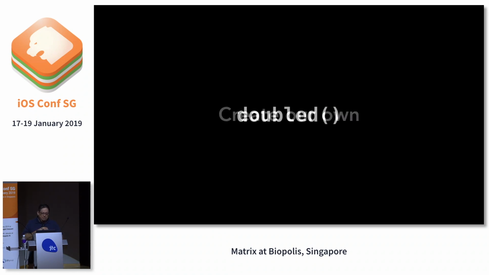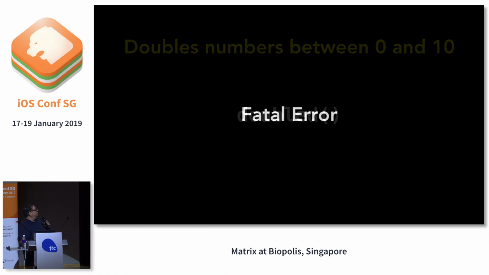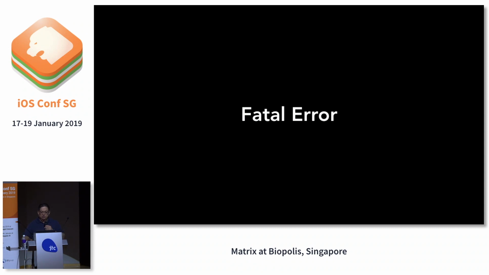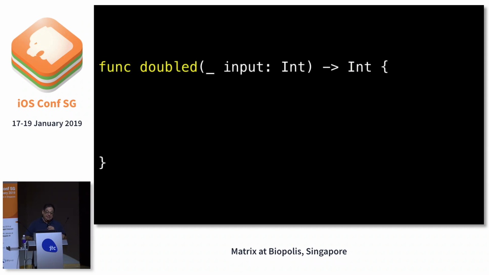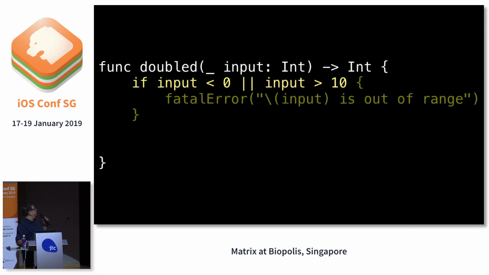And my example is simple. I'm going to use a function called doubled, and it's going to double the numbers between 0 and 10. So if you give me a number between 0 and 10, I'll return you twice it. If you give me a number outside the range, we're going to have to deal with something. And let's start by issuing a fatal error. So here's my function doubled. It takes an Int, it returns an Int, and so I'll make sure that I'm in range, that if I'm negative or I'm bigger than 10, then something's going wrong, and I'll issue a fatal error, and I'll just tell you that I'm out of range.